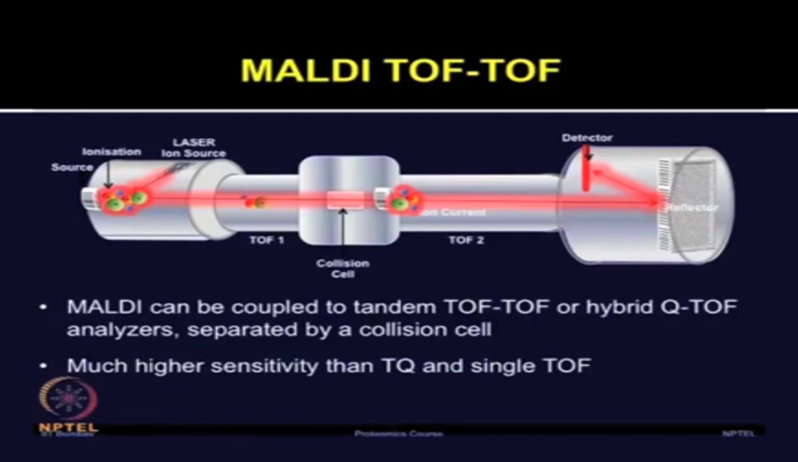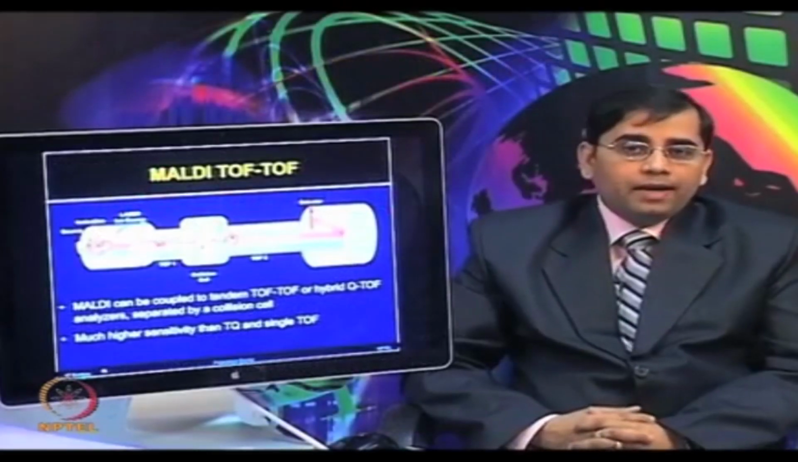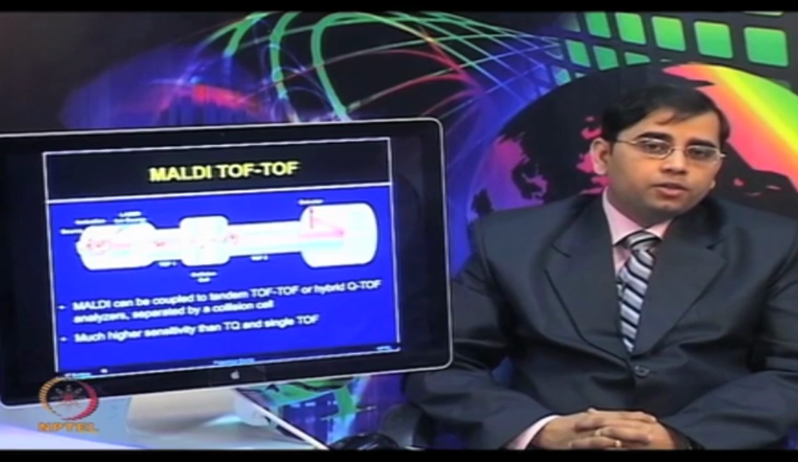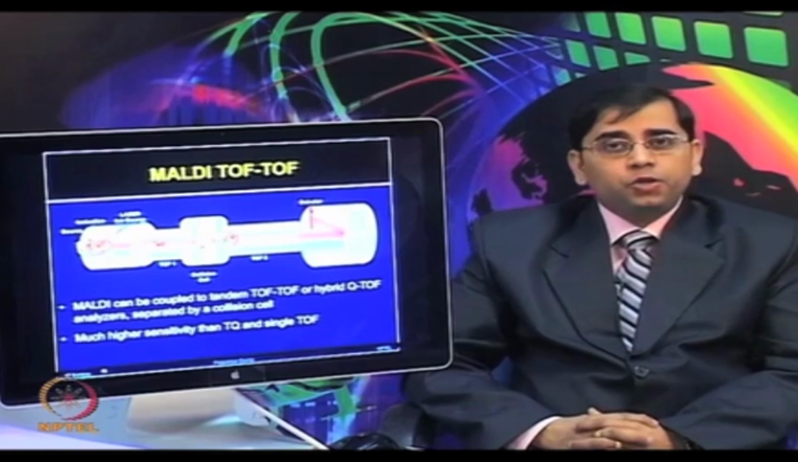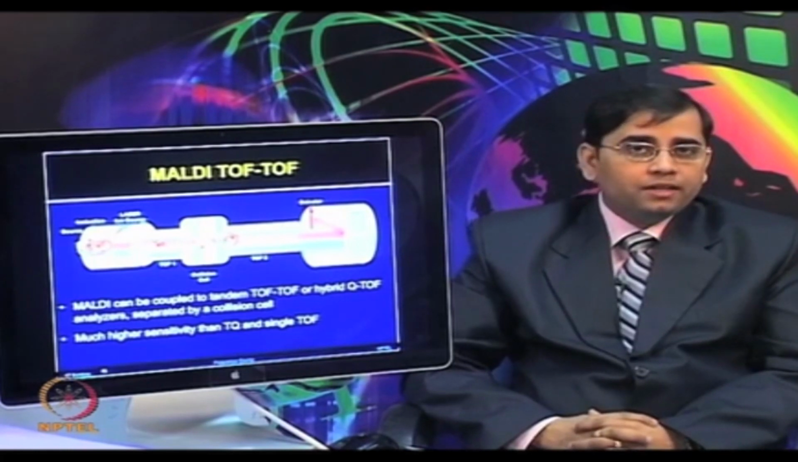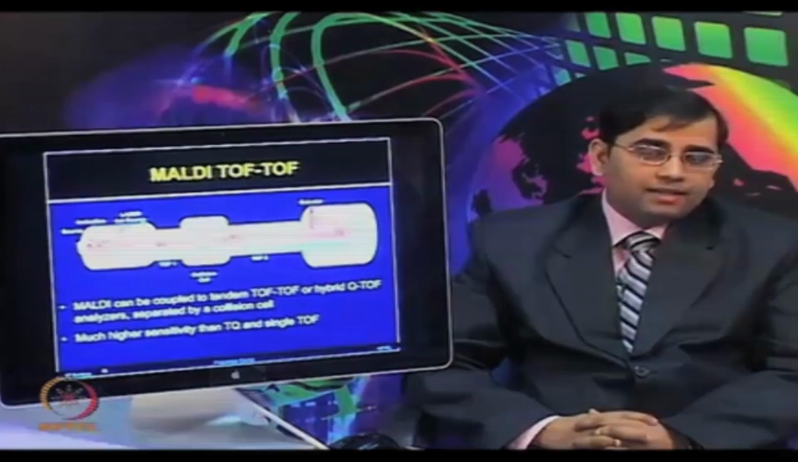Now, these hybrid configurations are more sensitive than the triple quad and the single time of flight. So, the combination of TOF analyzers allows protein identification through peptide mass fingerprinting, and high throughput analysis of proteins or the proteome is possible with the hybrid TOF analyzers.